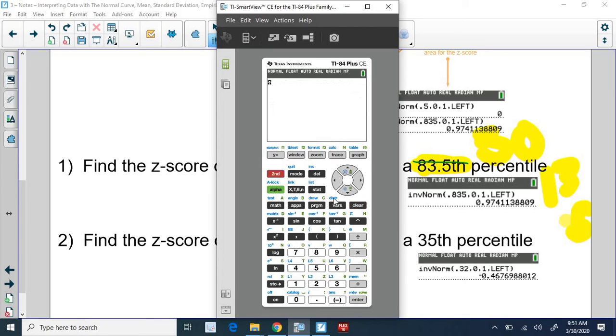To find the next one, I do the same thing: second distribution, number 3. I go into the area and put in 0.835 as an area. I'm going to make sure I don't make a typo there, and I hit enter, but then I can't go to paste, I have to hit down. So you might just want to hit down the whole time. And you can see there I get 0.9741. The chart only goes to 2 decimal places, so on the chart we got 0.97.